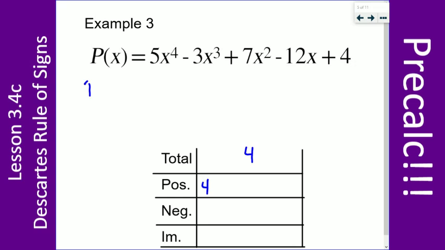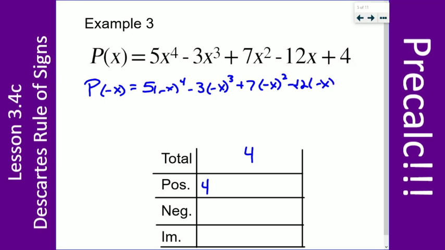So we want to plug in p of negative x: 5 times negative x to the 4th minus 3 times negative x cubed plus 7 times negative x squared minus 12 times negative x plus 4. All right? And now we have negative x to the 4th, which is negative x times negative x times negative x times negative x. 4 negatives make a positive, so we have 5x to the 4th.